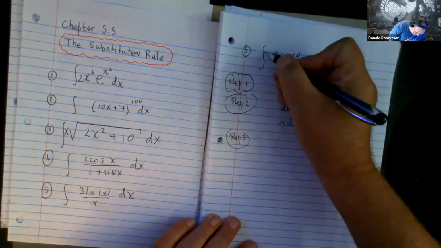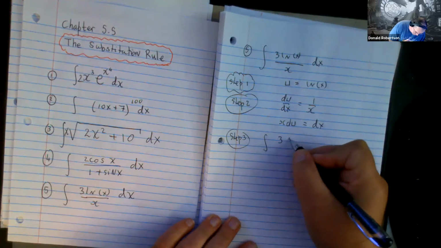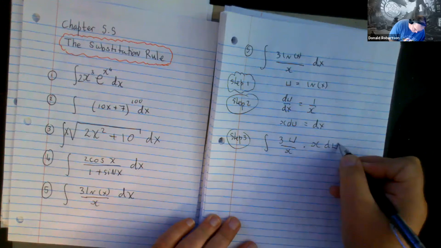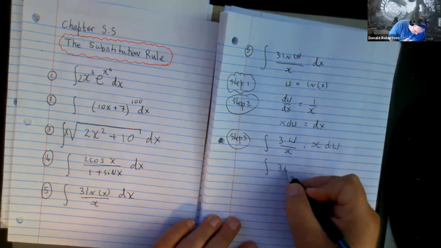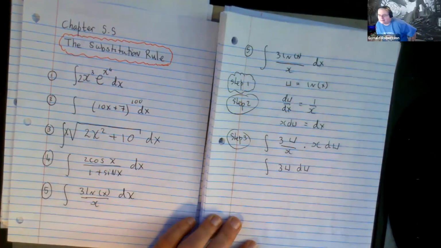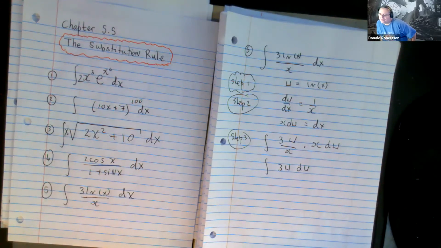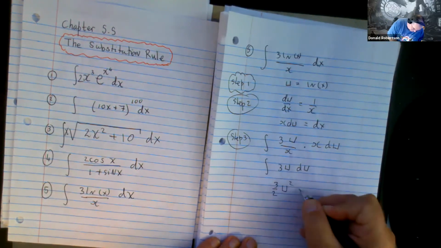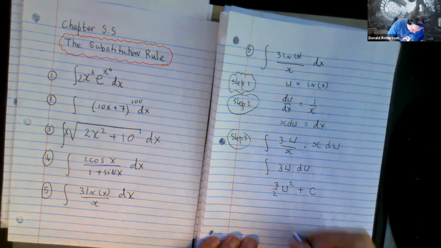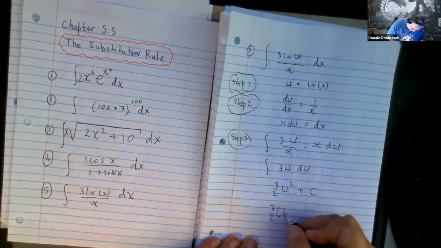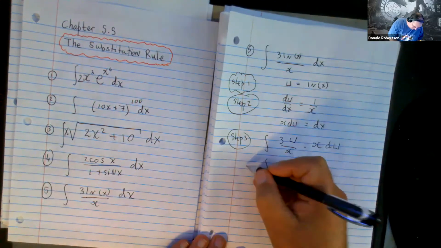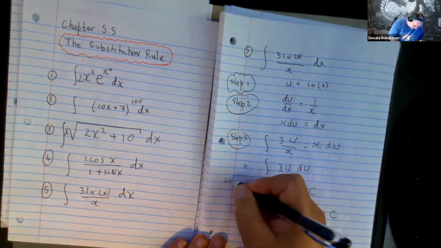Okay, plug it in then. I have 3u over x times x du. Simplify, it becomes that guy. Hey, nice integral, right? Nice simple integral. Power rule. Add 1 to the power, divide by the new power. And then replace the u by log x. There's my step 4 and there's my step 5.